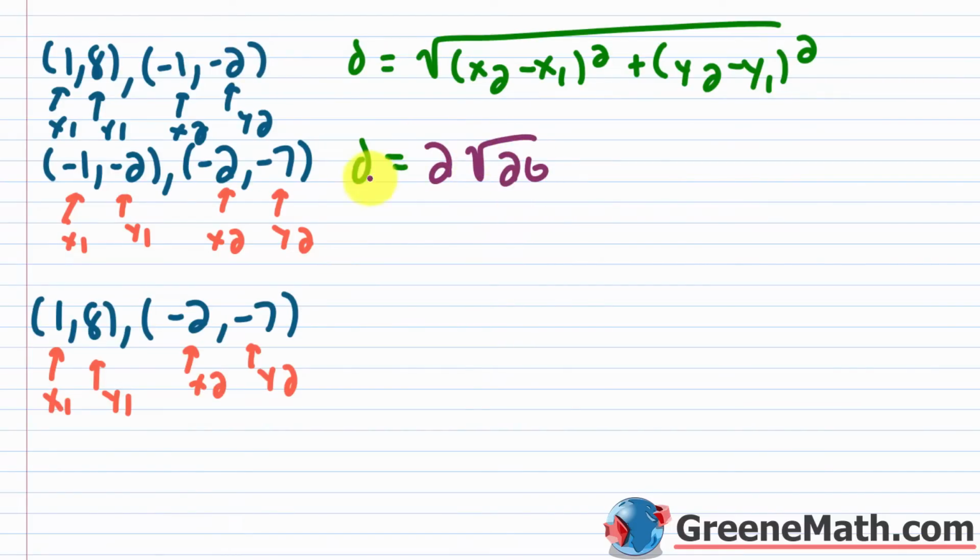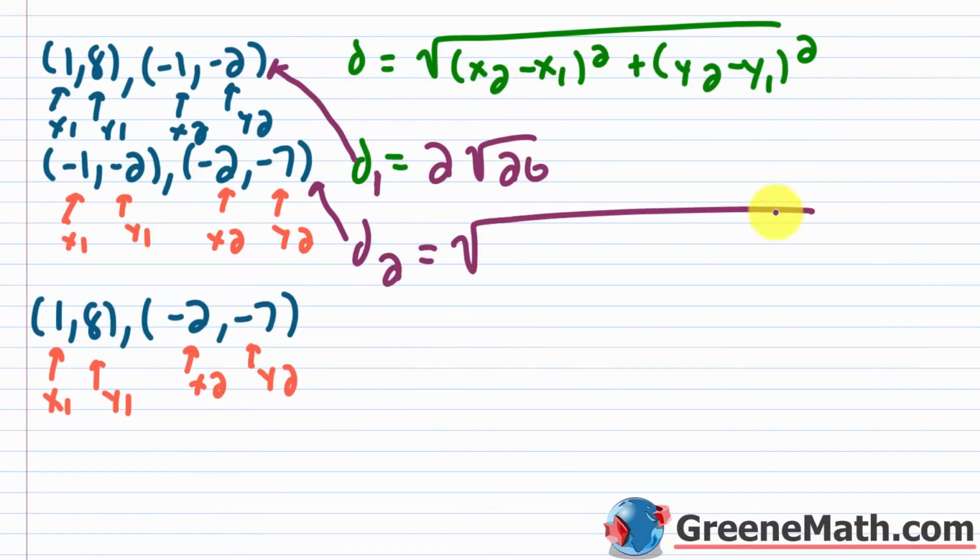So let me put this as distance sub 1, just so we can keep track of them, and I'll just arrow to this. And now we'll say distance sub 2, and I'll arrow to this, is equal to the square root of. So for x sub 2, we're going to have -2, and then minus for x sub 1, we're going to have -1. So minus -1 is plus 1, quantity squared. Then plus for y sub 2, we have -7, and then minus for y sub 1, it's -2. So minus -2 is plus 2, quantity squared. So -2 plus 1 is going to be -1.